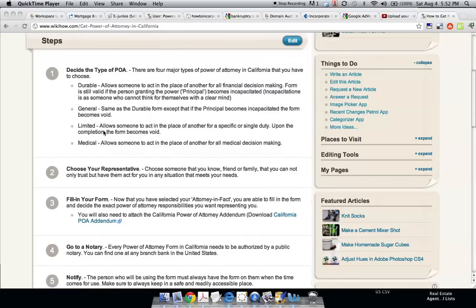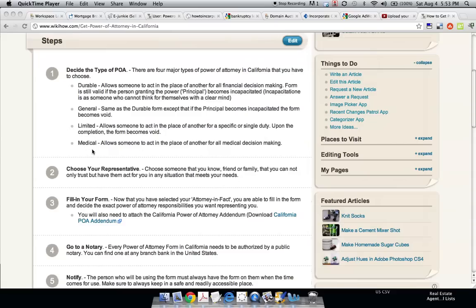The limited is kind of cool. It allows you to choose someone to act in your place for a specific or single duty. So whether it's having someone just pick up your mail for a period of time, or to have an attorney close on a real estate transaction for you, the limited is used, and once the duty has been done, the form becomes void. So once they stop picking up your mail for that period of time, or the real estate closing happens, right after the form's void.